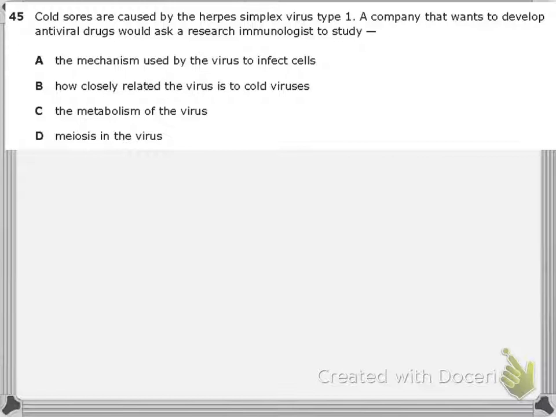Alright, first things first, we got to highlight. So let's highlight a few things here. I highlighted cold sores. We'll go over what they are in just a second. The herpes simplex virus type 1. They want to develop antiviral drugs and then an immunologist, right?